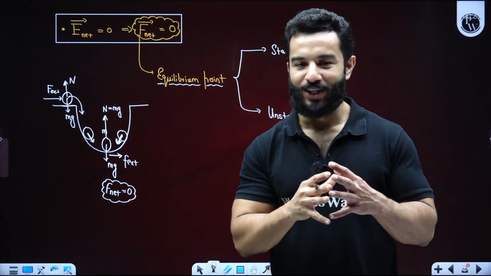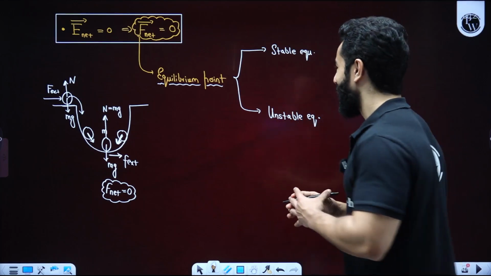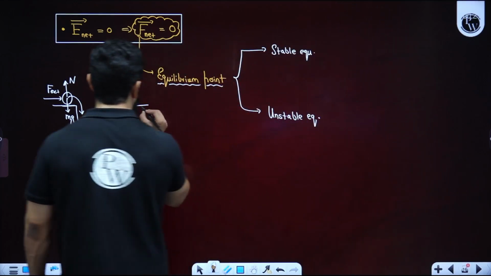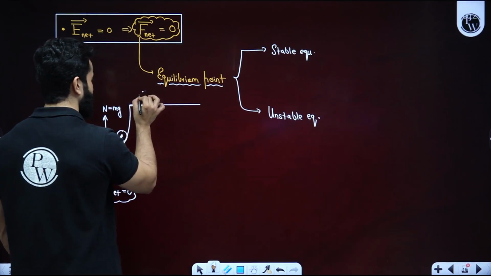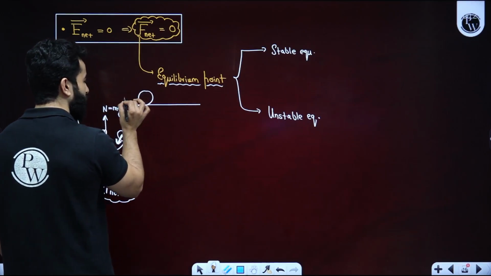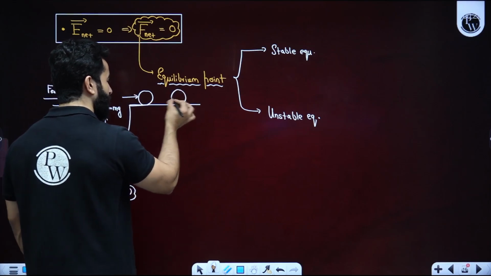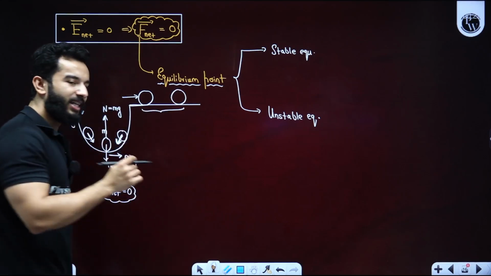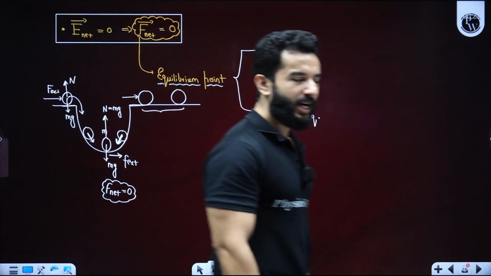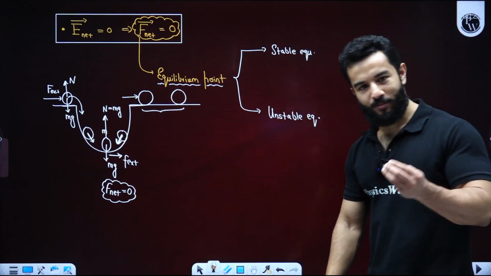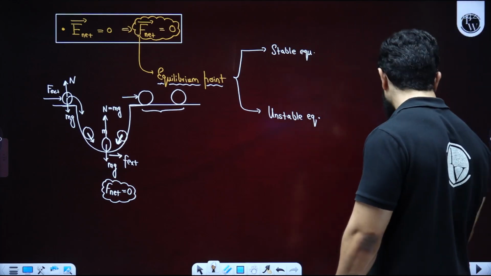There is also a third one which is known as neutral equilibrium. Let's suppose you have a particle over here. It is in equilibrium and you shift it and it stays at a new position, and there is no difference between these two. This is known as neutral equilibrium, right? So hopefully you got it. What do you mean by stable? What do you mean by unstable? Now let's come back.